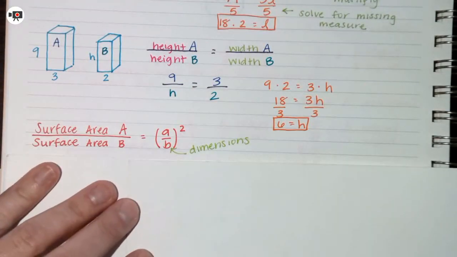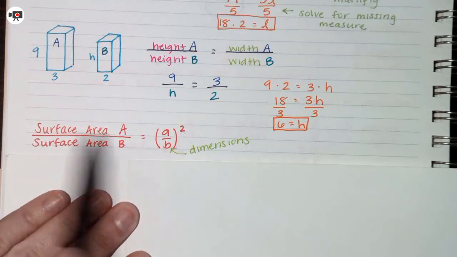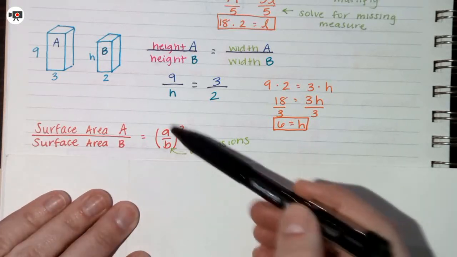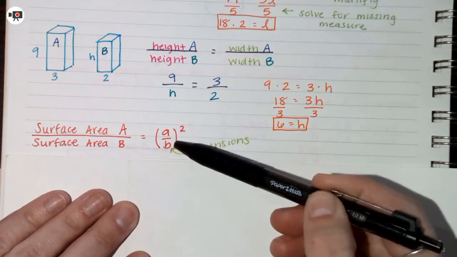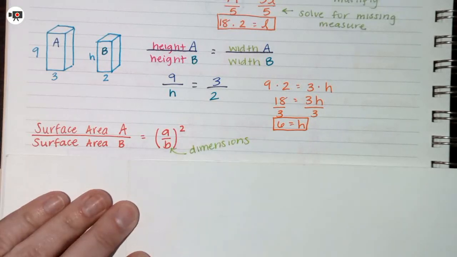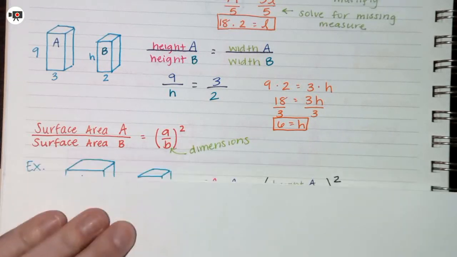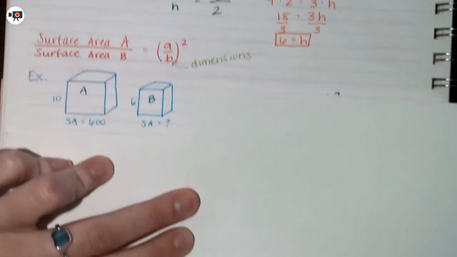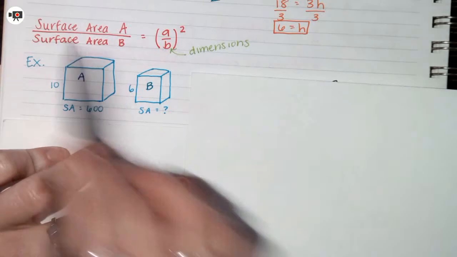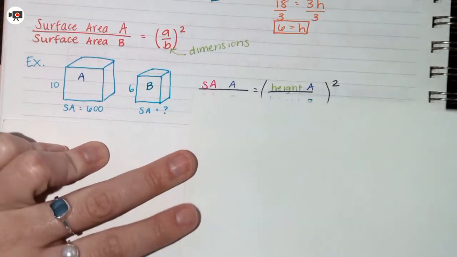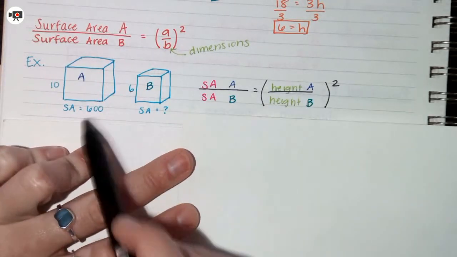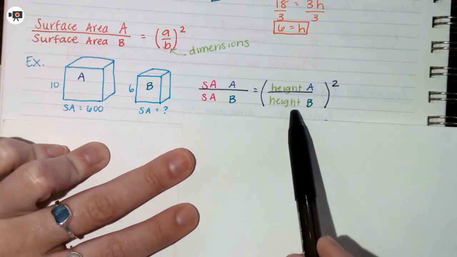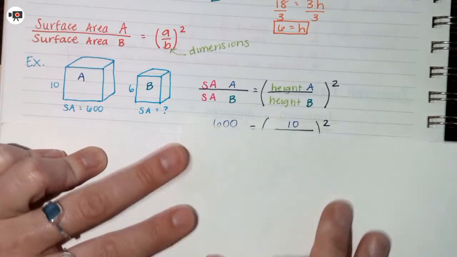If we are given surface areas, you have the surface area of A over the surface area of B equals their dimensions, the dimension of A over the corresponding dimension of B, squared. So, given the information I have, I'm going to plug it into this proportion. So I have the surface area of A over the surface area of B equals the height of A over the height of B squared.